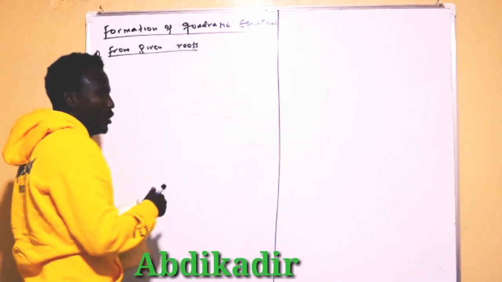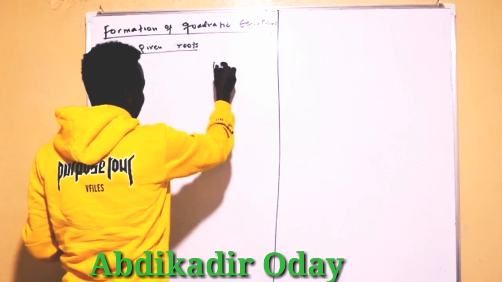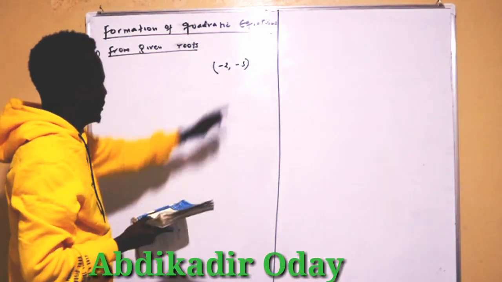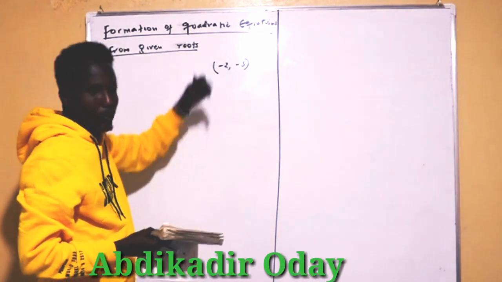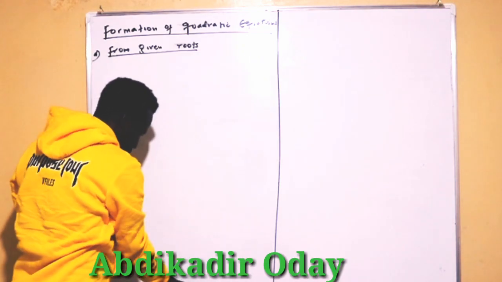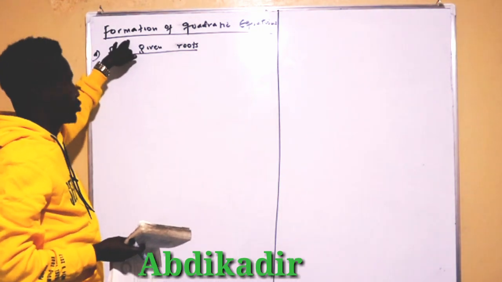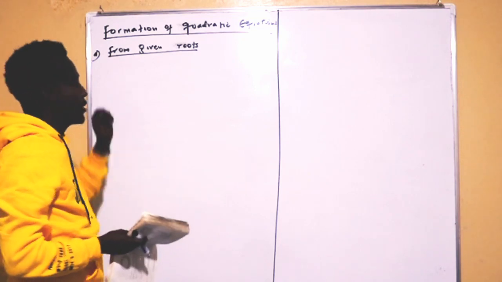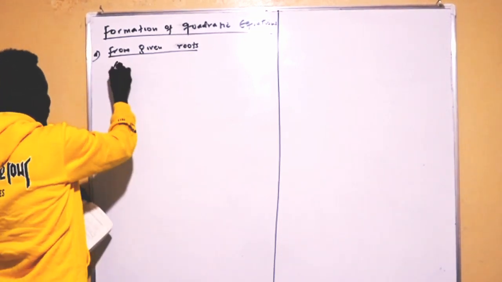So in the events where you'll be given a point, let me highlight that, a point of this kind, look here, -2, -5. These are the roots. So what you do, you take these roots and form the equation. Without wasting time, let me give you an example. We are going to learn formation of quadratic equation from given roots. You'll be given roots. Let's now see example 1.